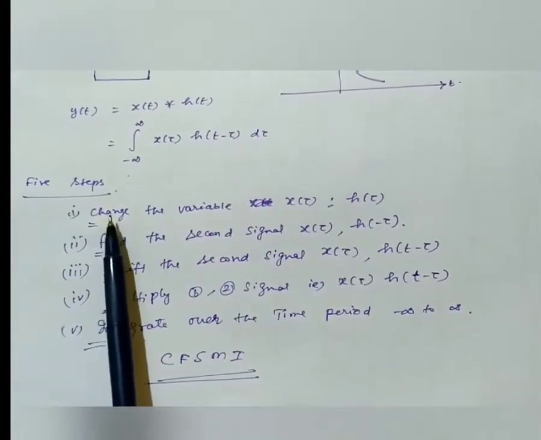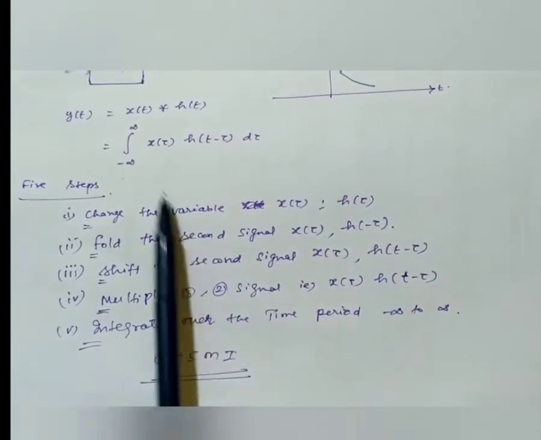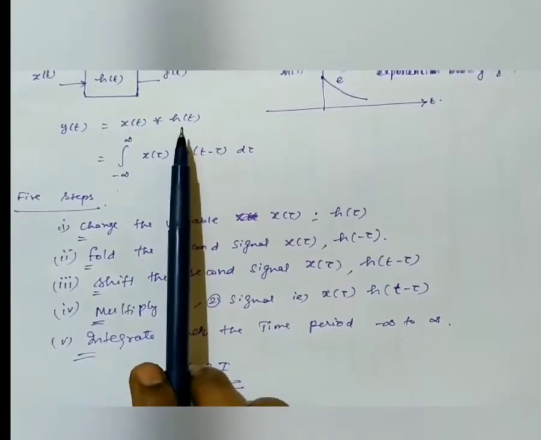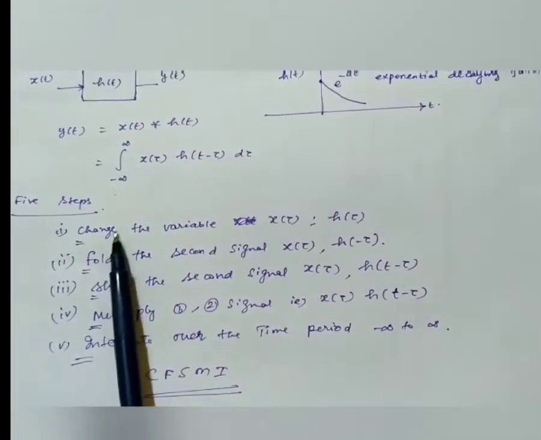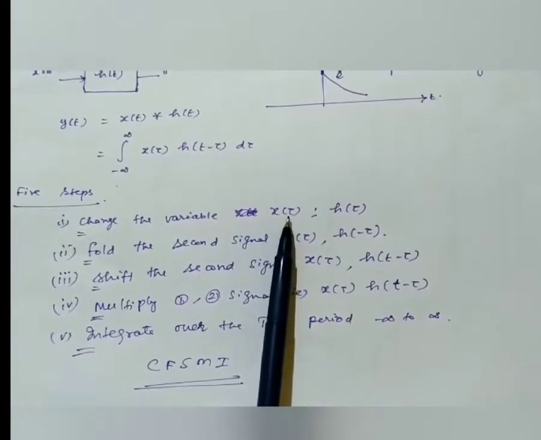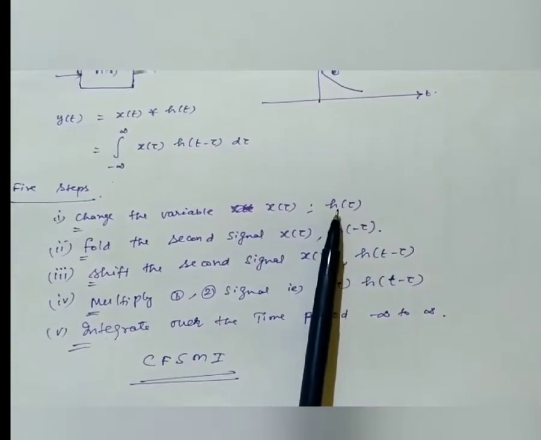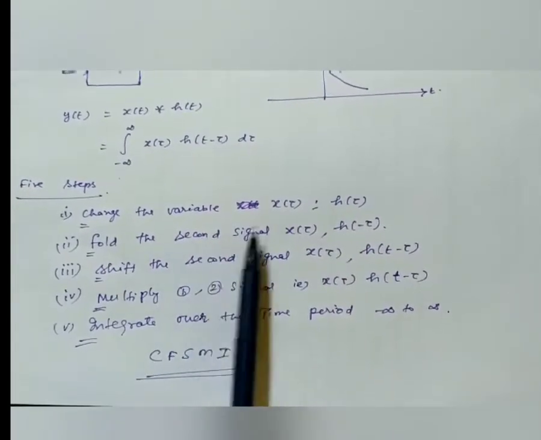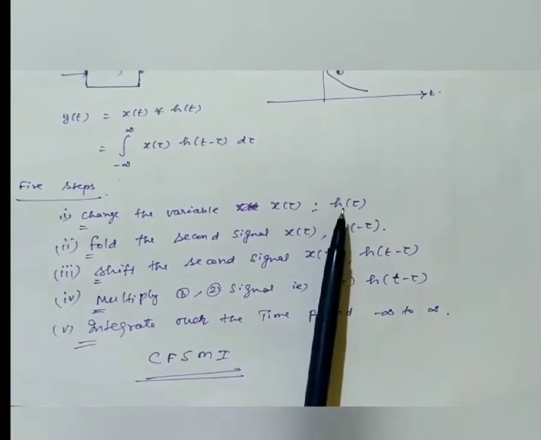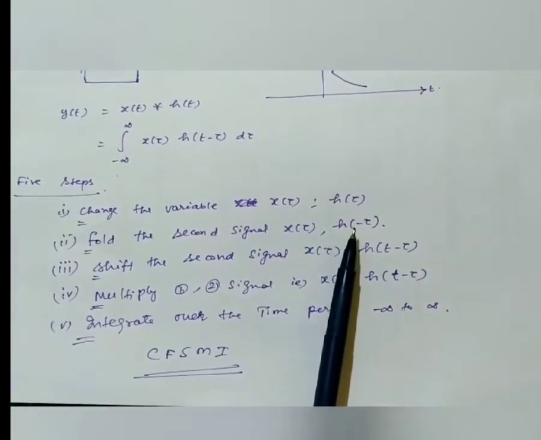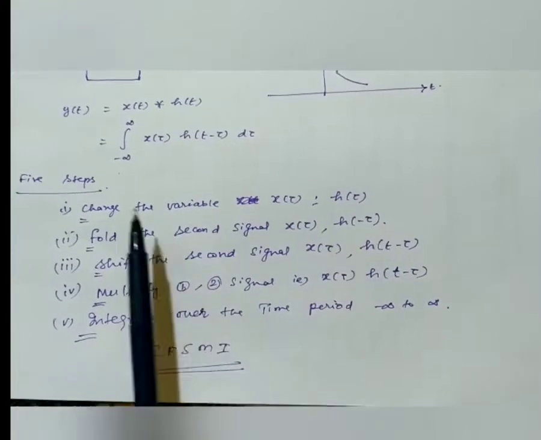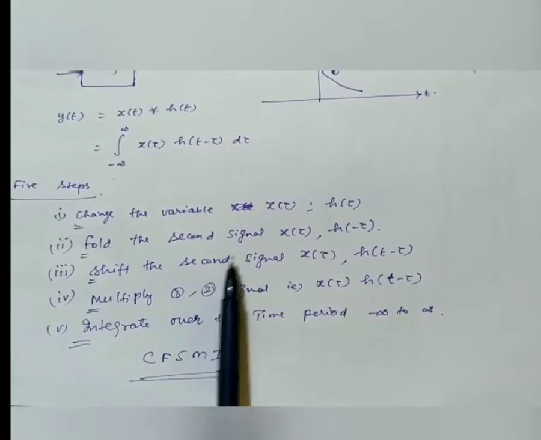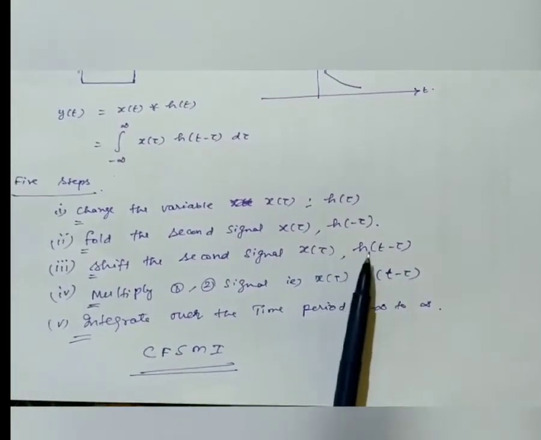The first step is change the variable. The given functions are input function x of t and impulse response h of t. So first you change the variable, that is t is converted into tau, x of tau, and h of t is converted into h of tau. And the second one is fold the second signal. In this signal you change the variable as minus tau. It indirectly means that you fold the second signal. And the third step is shift the second signal. So this signal you shift by t amount.